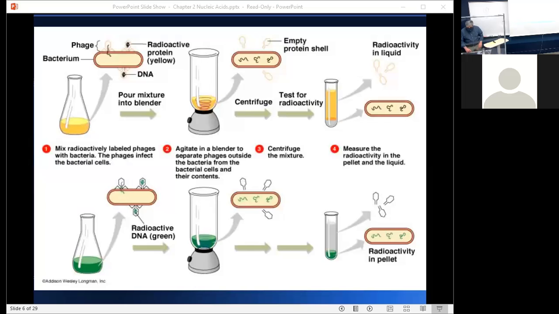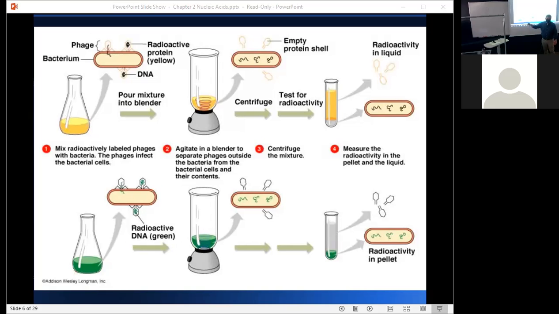Okay, so let's look at exactly what happened in the Hershey and Chase experiment. Again, Hershey and Chase, just like Avery and colleagues did, is looking at whether it's protein or DNA that carries genetic information. So in the first experiment, they're using bacteriophage whose proteins are radioactively labeled.